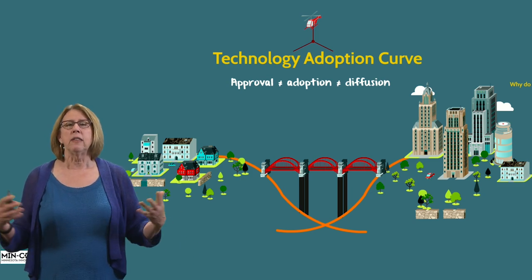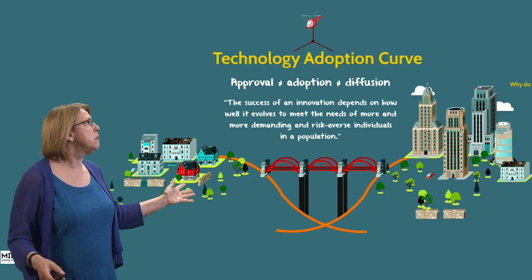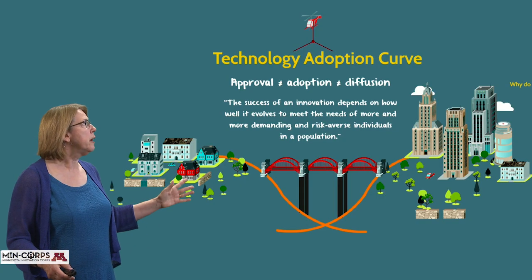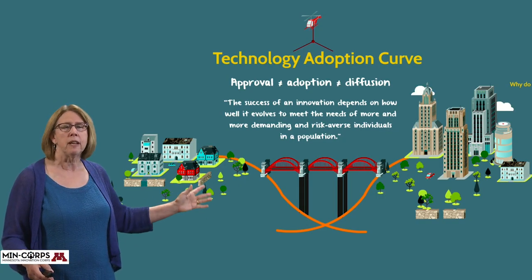So this gets summarized by Everett Rogers as: the success of an innovation depends on how well it evolves to meet the needs of more and more demanding and risk-averse individuals in a population.